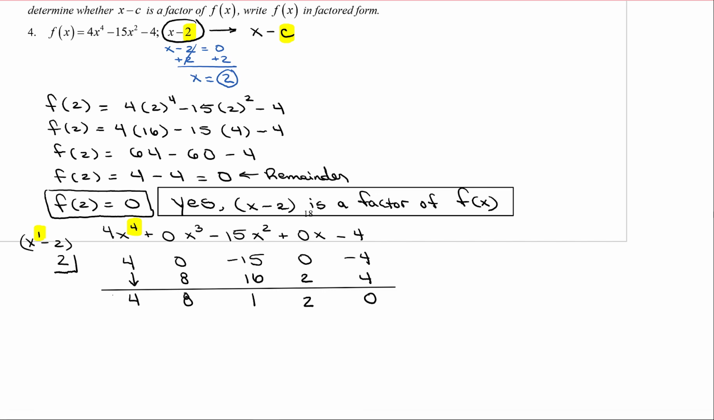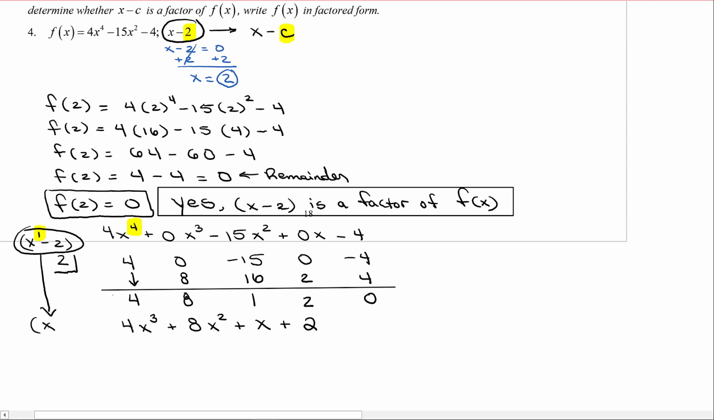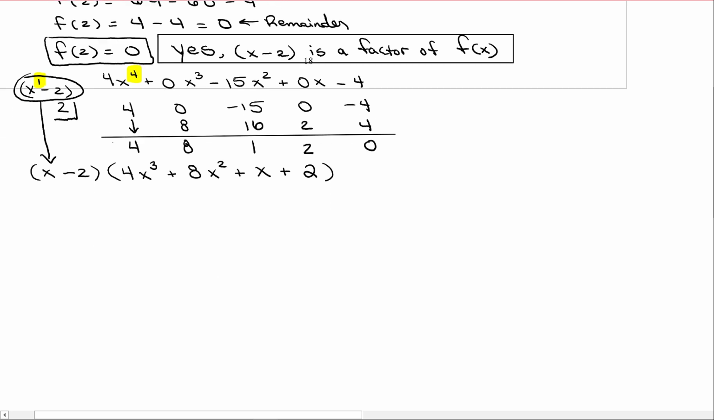But what we really wanted out of this is to get the polynomial that we would get from dividing it by x minus 2. There is my polynomial. So I know that if I were to multiply this polynomial with the x minus 2, I would end up with the original function. So x minus 2 times this polynomial is equal to our f of x. These are factors of our f of x function.